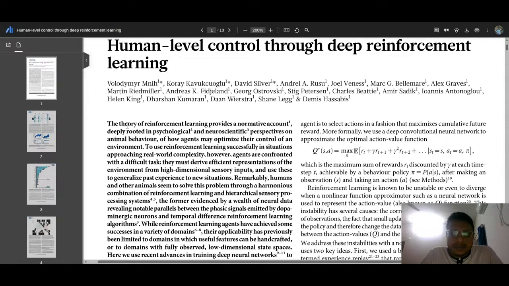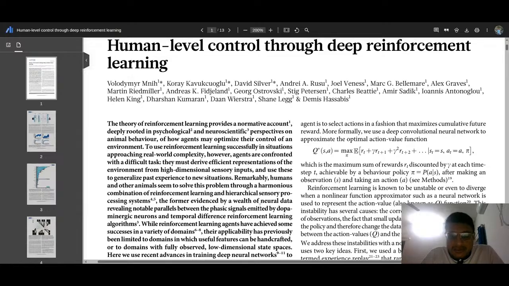The theory of reinforcement learning provides a normative account, deeply rooted in psychological and neuroscientific perspectives on animal behavior, of how agents may optimize the control of an environment. To use reinforcement learning successfully in situations approaching real-world complexity, however, agents are confronted with a difficult task. They must derive efficient representations of the environment from high-dimensional sensory inputs and use these to generalize past experience to new situations. Remarkably, humans and other animals solve this problem through a harmonious combination of reinforcement learning and hierarchical sensory processing systems.